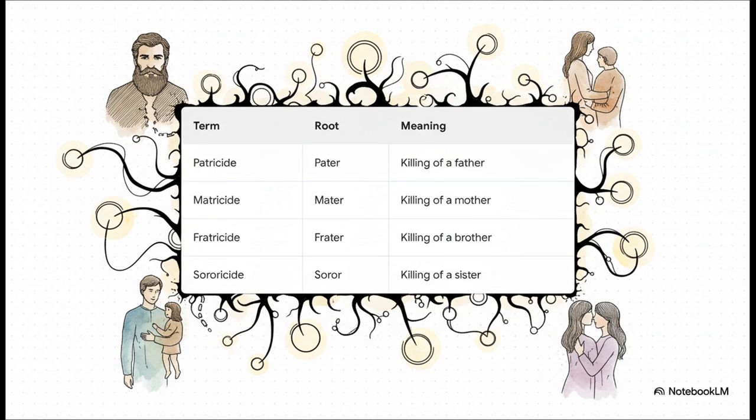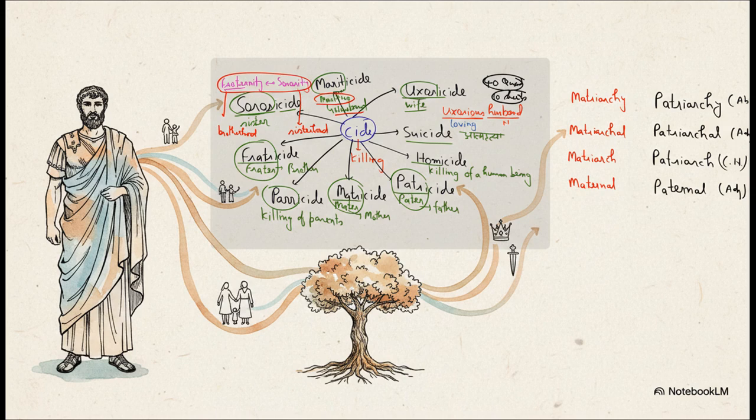You see, the pattern is already starting to jump out at you. And this is where the code becomes really powerful. Because once you know pater means father, you don't just understand patricide. All of a sudden you unlock the logic in words like paternal, which means fatherly, or patriarchy, a system where the father is the head of the family. One single root unlocks a whole family of words.